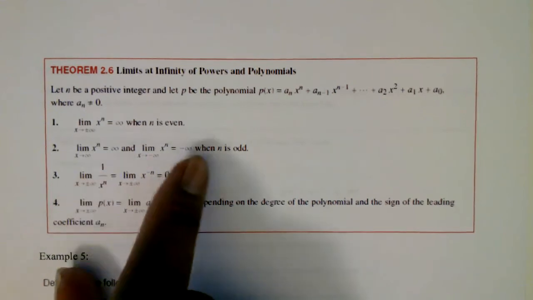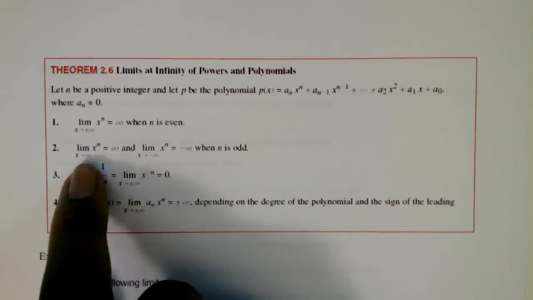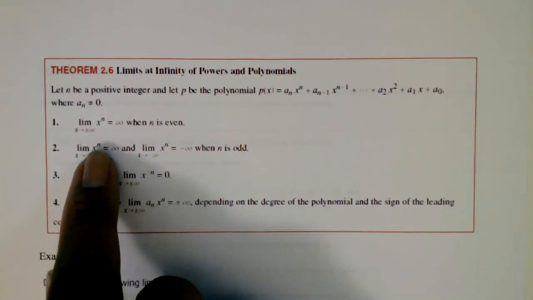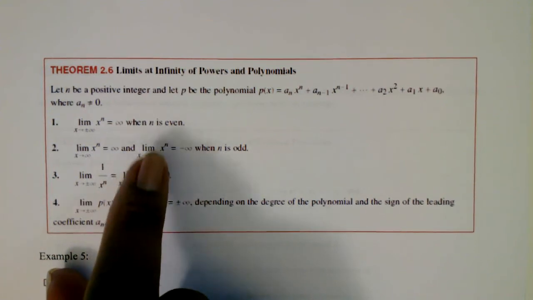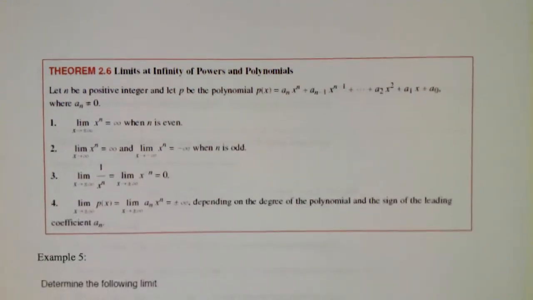Now, when we're dealing with an odd power like x cubed or x to the 5th, the limit as x approaches infinity of x to the n will go to infinity, whereas the limit as x approaches negative infinity of x to the n will go to negative infinity.